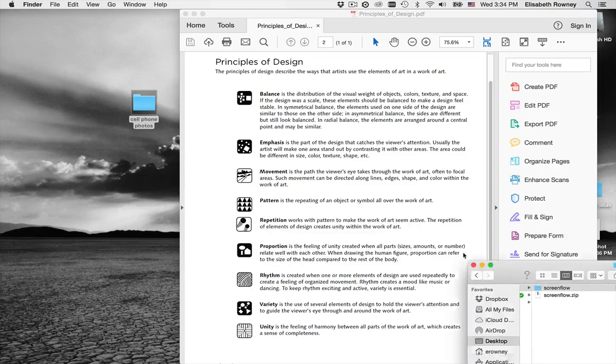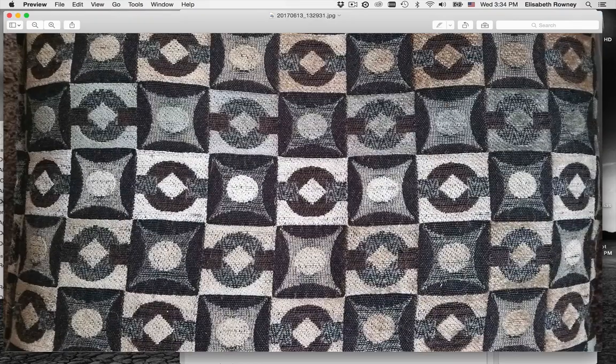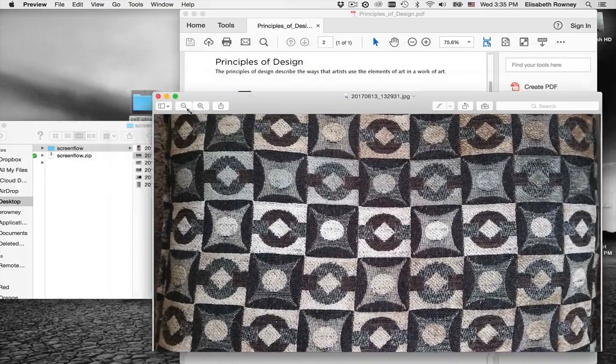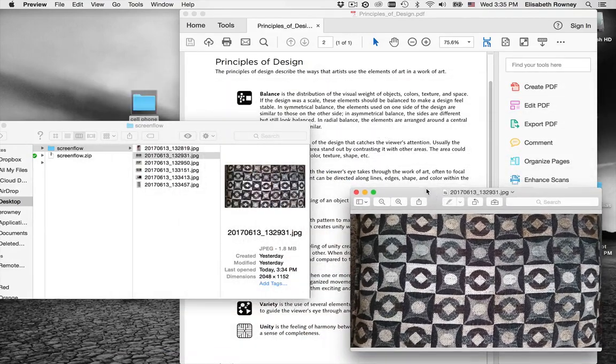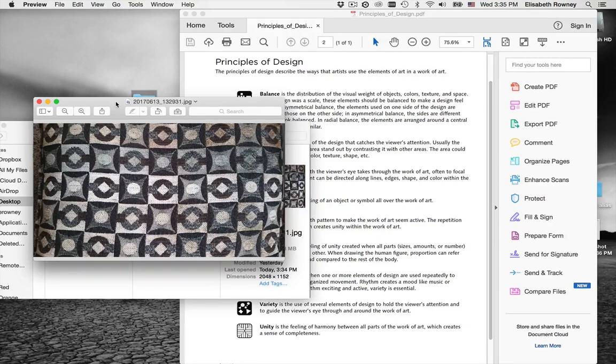So let's show another image. All right, this is a pillow. But you know what? This is a really good example of using both pattern and repetition at the same time. Because look, I have diamond, circle, diamond, circle, diamond, circle. This is a repeating pattern of diamond, circle, all the way through.